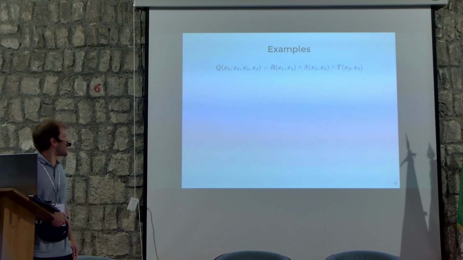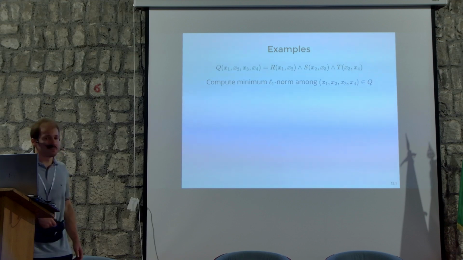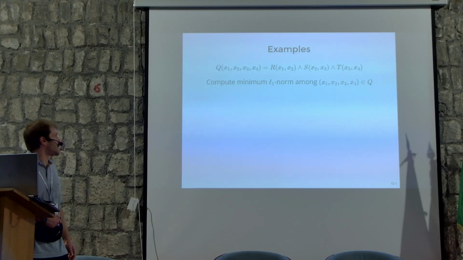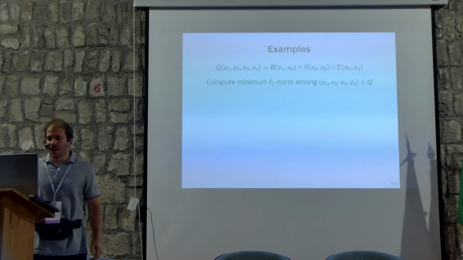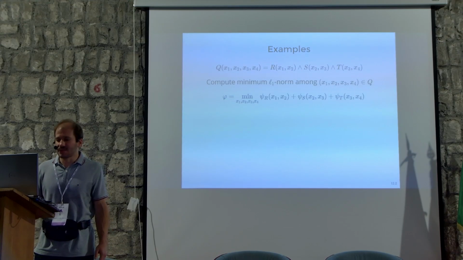Now, let's take a look at a bit more complicated example. In this example, suppose that we have this join, and we want to compute the minimum L1 norm among all tuples x1, x2, x3, x4 in the output of the query. So how can we encode this as an SPQ? Because it's a minimum, you might guess that we want to use something like the min plus semi-ring. And the L1 norm is also the summation, which gives us another hint.